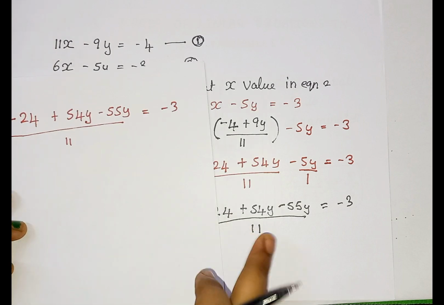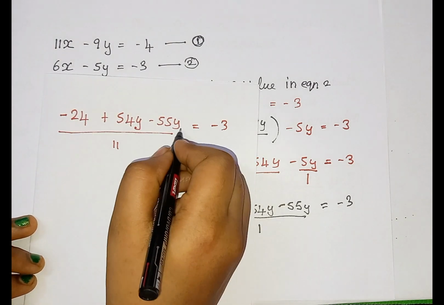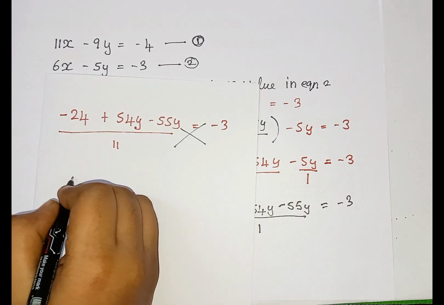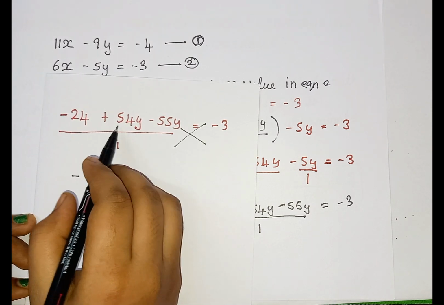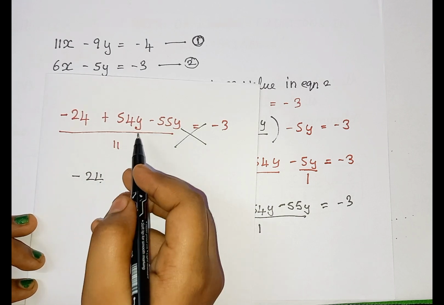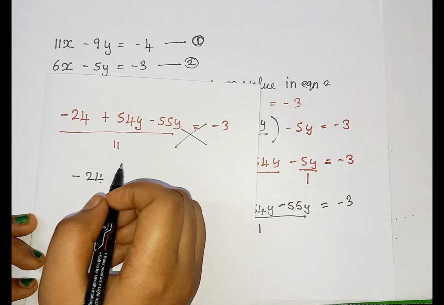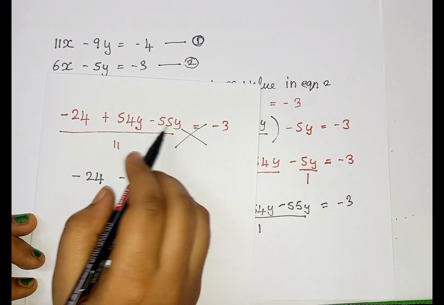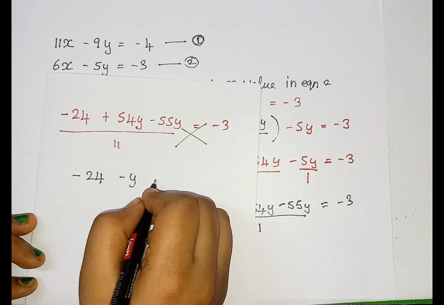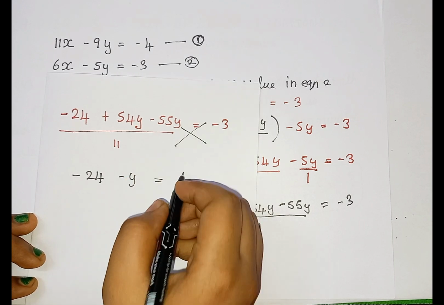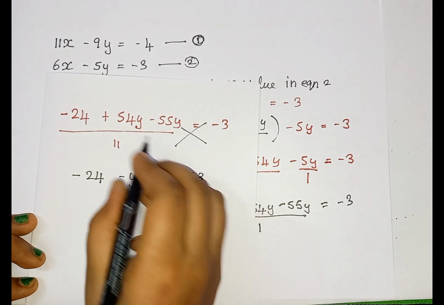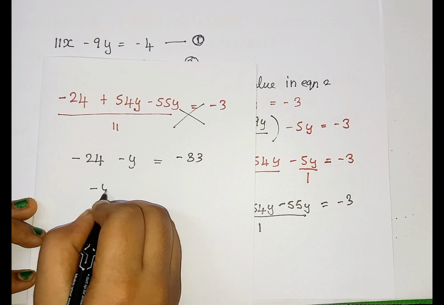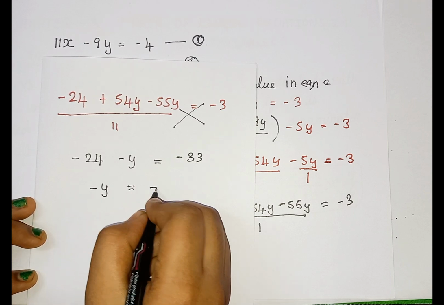So I just wrote this value as it is. Now I'm going to do cross multiply. When I do cross multiply, I'll get minus 24, and then the like terms, when I subtract them, I'll get minus y. Subtract them and see, you will get minus y, and then is equal to 11 into minus 3, which is minus 33. I just cross multiplied them. So now we can write minus y as it is equal to minus 33.